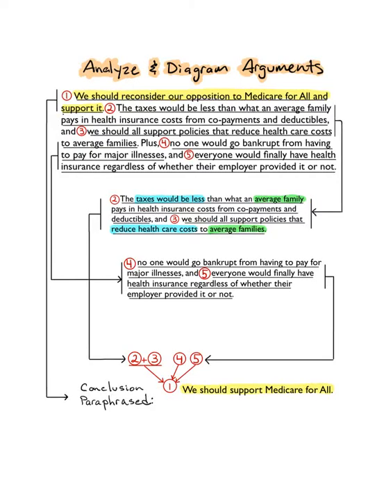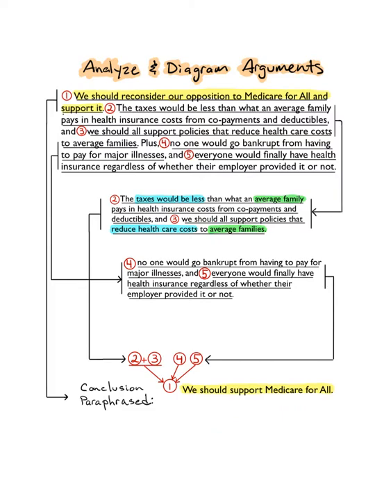So the first step in analyzing arguments is to always identify the conclusion first. We want to find out what the arguer is trying to persuade us of and identify that claim as the conclusion. It just so happens that the very first sentence of this passage contains the conclusion, but we'll want to rephrase or paraphrase it. And so that's what I did here. I paraphrased "we should reconsider our opposition to Medicare for all and support it" into "we should support Medicare for all."